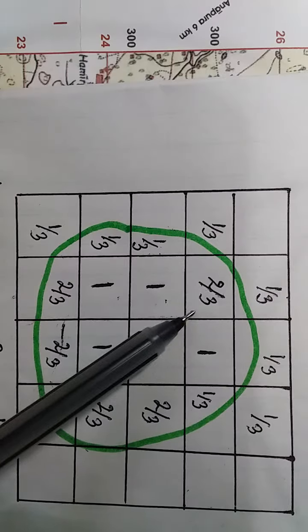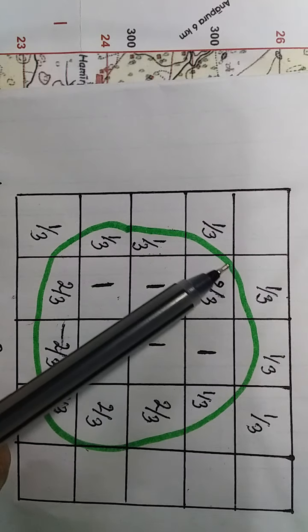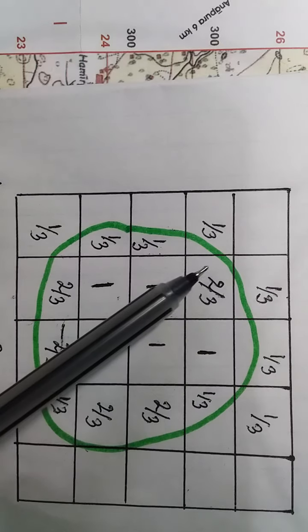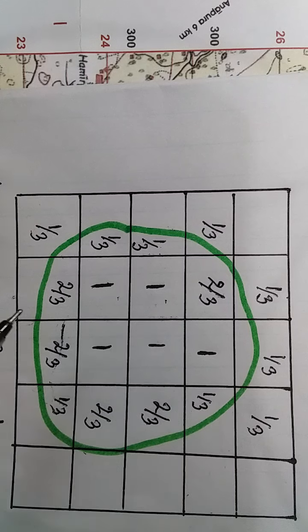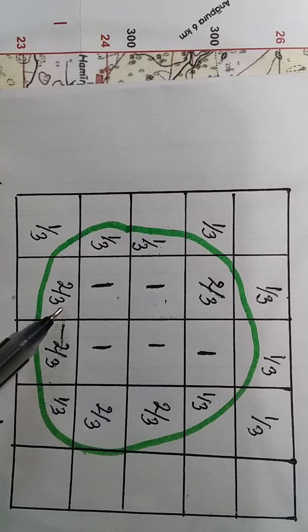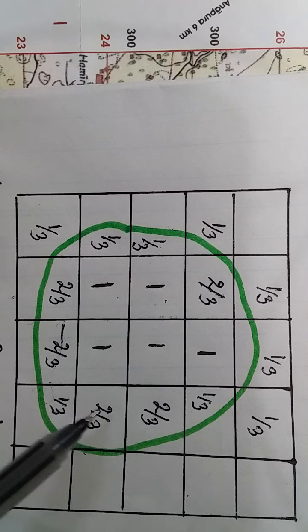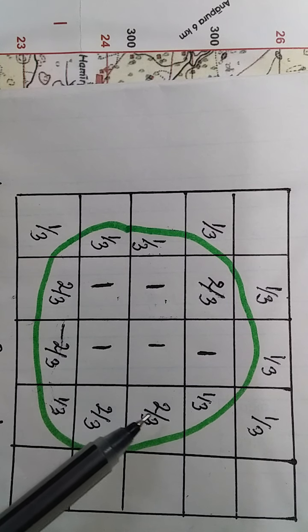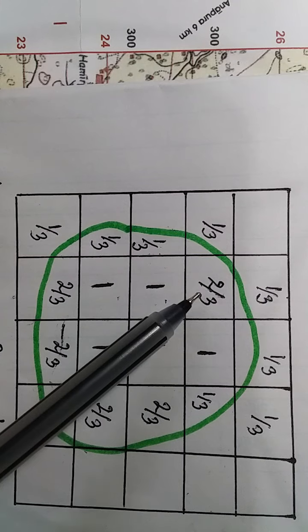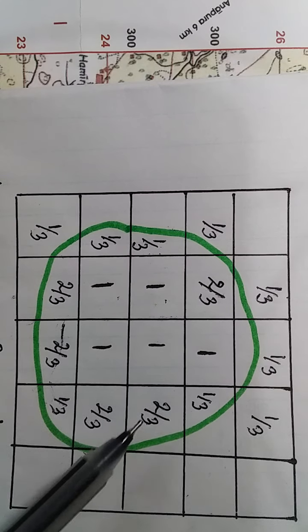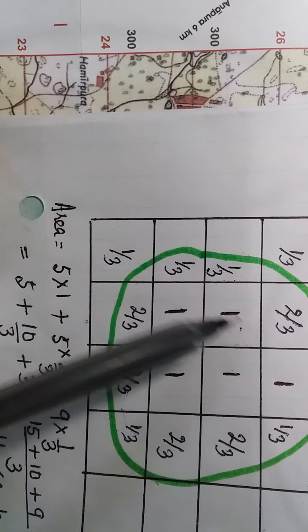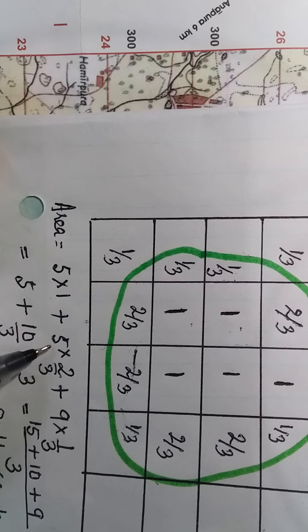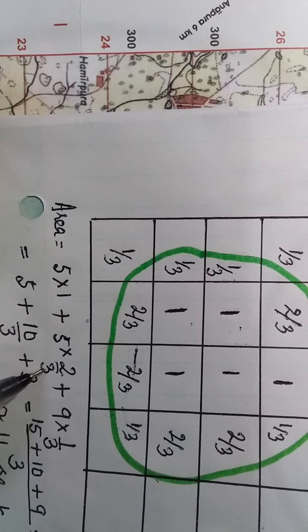Let us take this. So you can see the green line passes through this, and therefore this area is more than half. So we'll take it as 2/3. Similarly, we'll take this as 2/3 also. We'll take this as 2/3, 2/3 and 2/3. So how many 2/3 areas are there? 1, 2, 3, 4, 5. And therefore I have written here, you can see 5 into 1. That means 5 whole squares are there. Then 5 squares, they are more than half. So I have written 5 into 2/3.